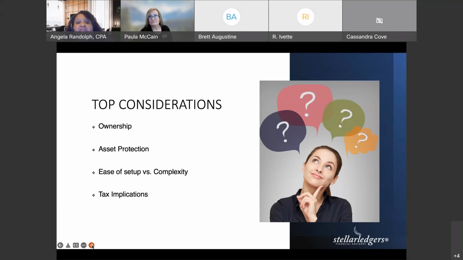And also tax implications. How the business is structured is going to dictate how the federal government, the IRS, is going to tax your business. So that's a key consideration as well.